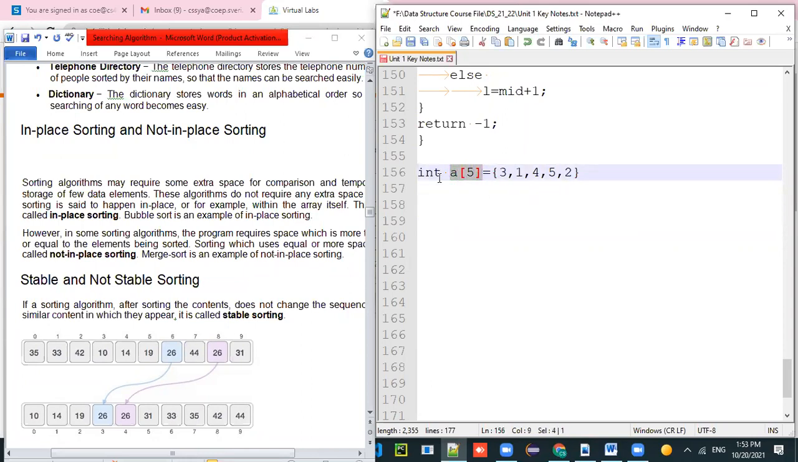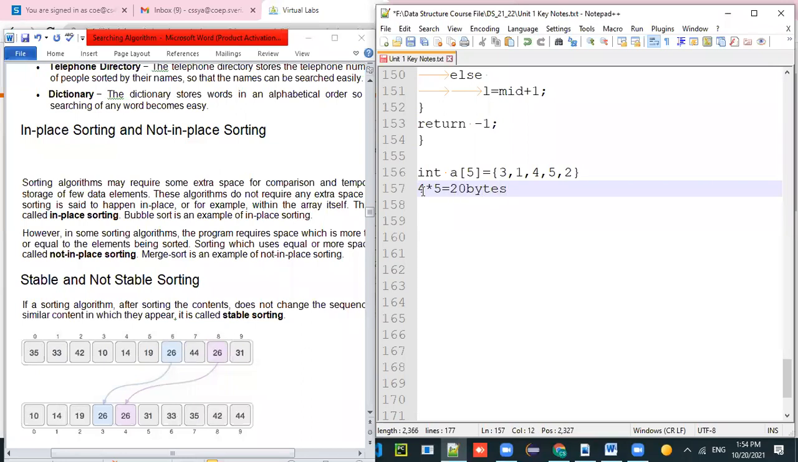5 elements. What is the size of a single integer in C? How many bytes? 2 bytes, or in some cases 4 bytes. It depends on the system. I am considering 64-bit, so 4 bytes. 4 into 5, how much memory do you require? 20 bytes, right?